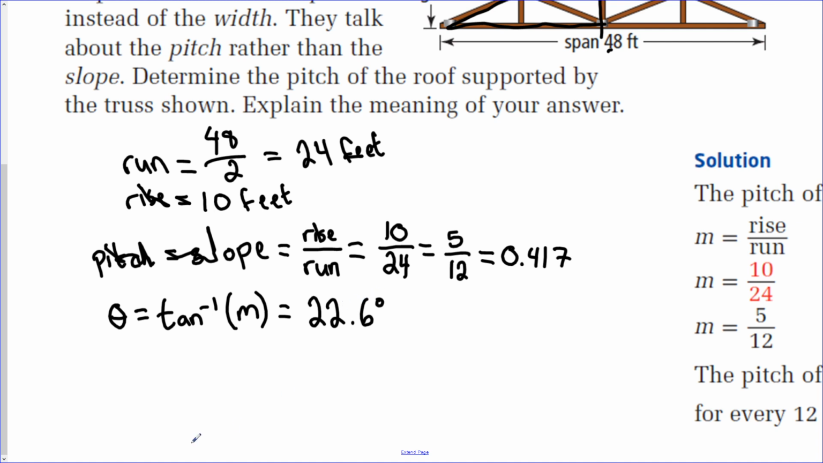And what does that mean? Well, what is the purpose? This one is nice because it tells us very clearly that for every 12 feet of distance, I'll say span, the truss rises 5 feet.